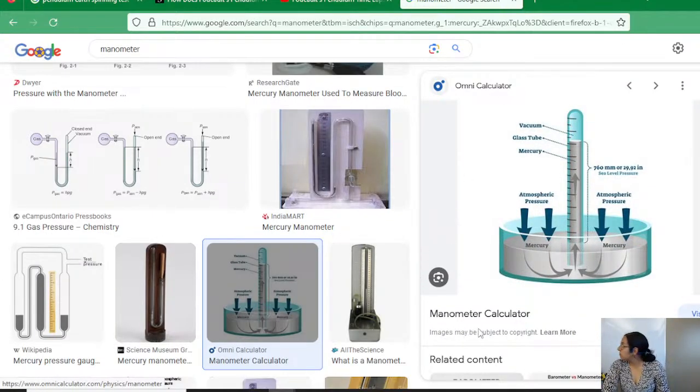So this is the very basic explanation of pressure and how it's calculated. So you have some sort of substance. It could be water or mercury. Mercury is usually a good choice because it's super dense, so it doesn't flow wildly with the changes in pressure.